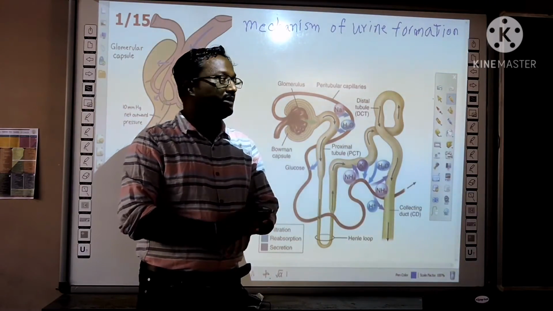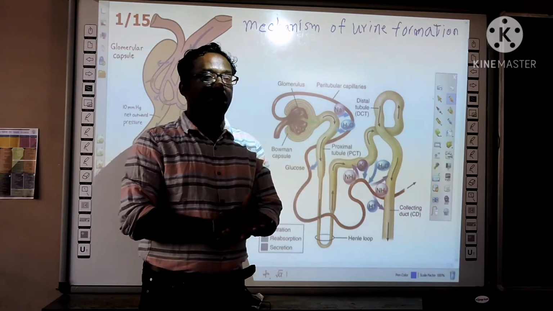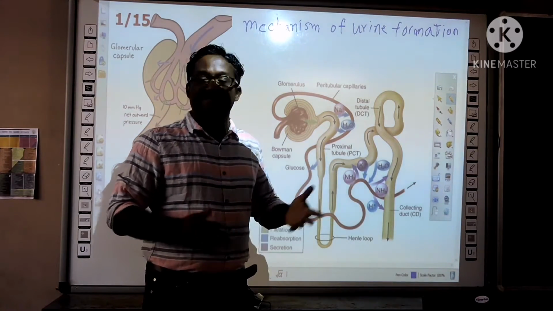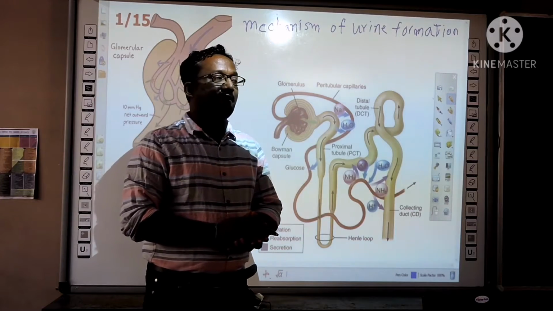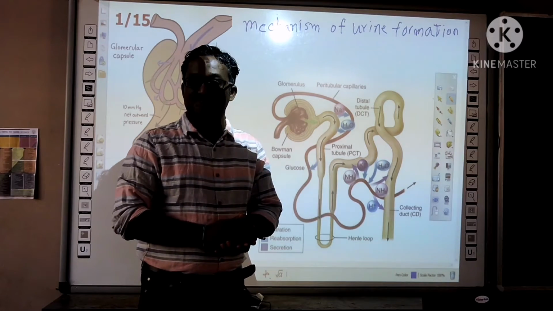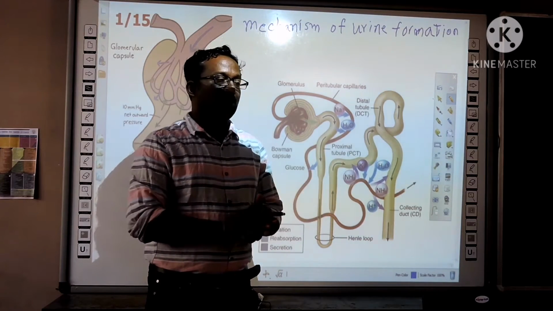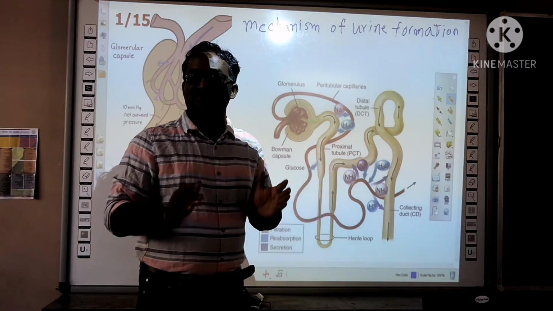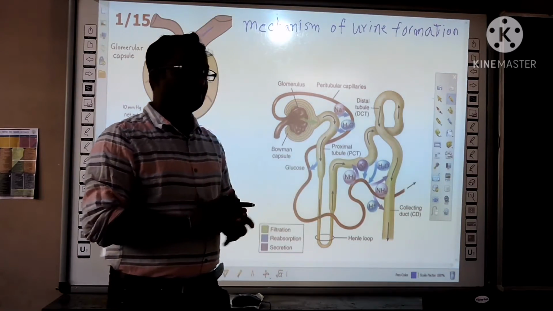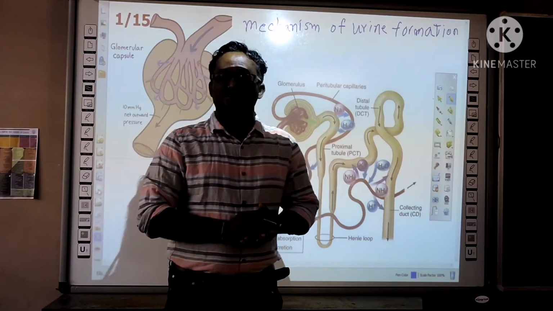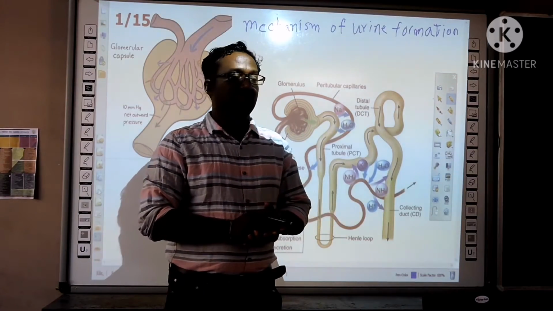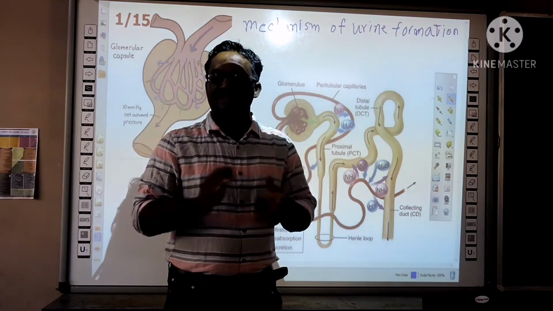Okay, you are learning about the excretory system in human beings. Excretion means separation and removal of the waste from the body. Kidneys are the vital organs involved in excretion. So in the previous class we learned about the structure of kidneys.